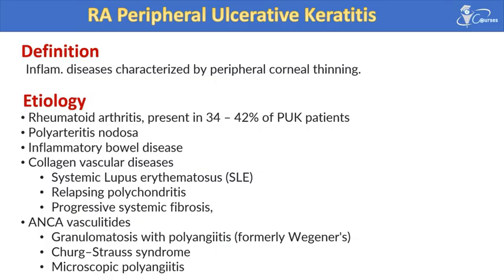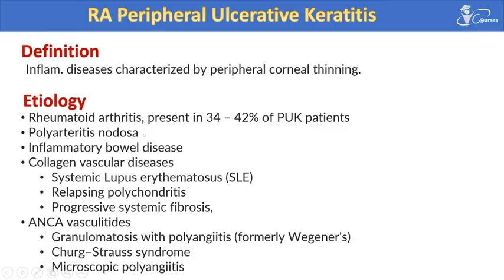So what is the etiology? What are these diseases? The first and foremost important is rheumatoid arthritis. Rheumatoid arthritis is present in 34 to 42% of peripheral ulcerative keratitis patients. This is the most common disease that will cause peripheral ulcerative keratitis.